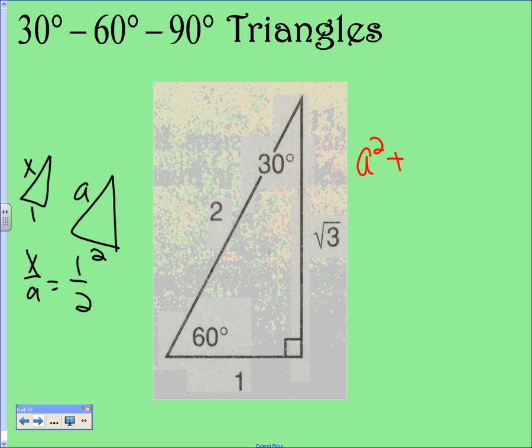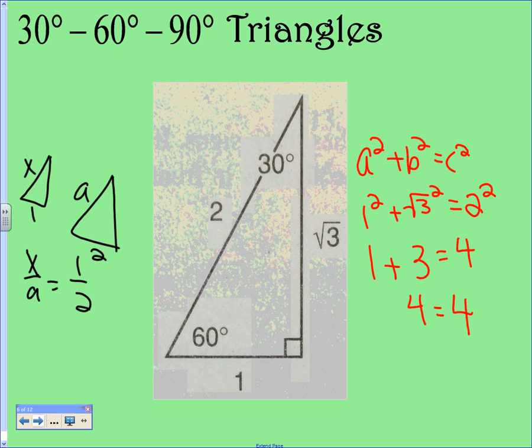Using Pythagorean theorem. What is our A? What is our B? What is our C? What is 1 squared? What is the square root of 3 squared? What is 2 squared? Does 4 equal 4? And that should hold true.